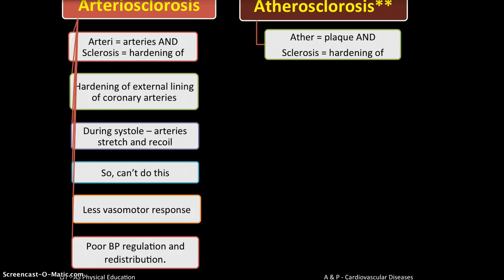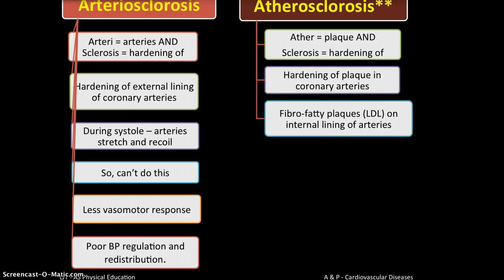So we can translate atherosclerosis. Ather means plaque, and we already know that sclerosis means hardening of. So this is a condition where plaque inside the blood vessel walls, the artery walls, or sorry, inside the lumen, accumulates and hardens. And the impact of that is that the lining of the arteries becomes thicker and thicker and thicker.